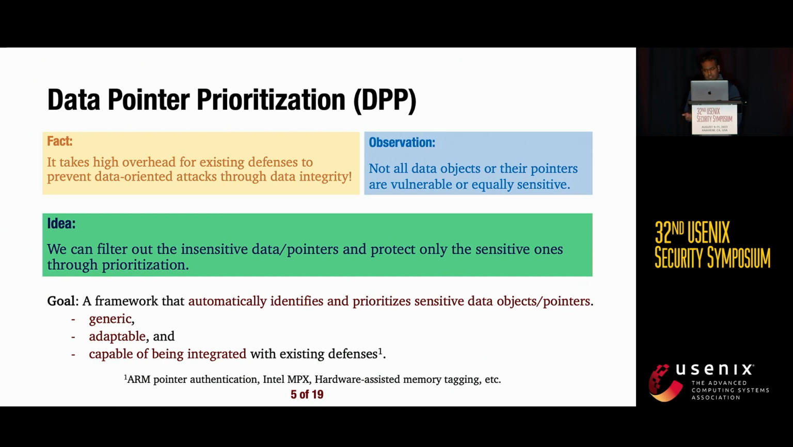Then we made an observation that in an application, not all the objects or their pointers are vulnerable or equally sensitive. From that observation, we thought, what if we discard or filter out all the insensitive data objects or pointers from an application and prioritize only the sensitive ones for protection? From that thought, we proposed this data pointer prioritization, or DPP, framework that automatically identifies the sensitive data objects and pointers from a program and prioritizes them for protection, with three key criteria in mind: it needs to be generic, adaptable, and capable of being integrated with existing defenses so that we don't need to re-implement any defense mechanism.